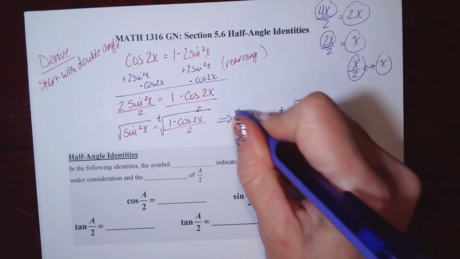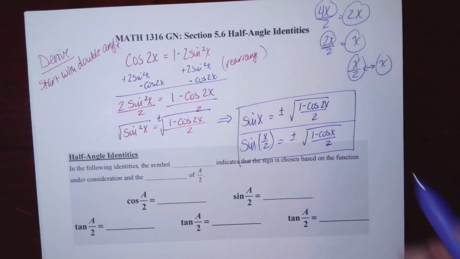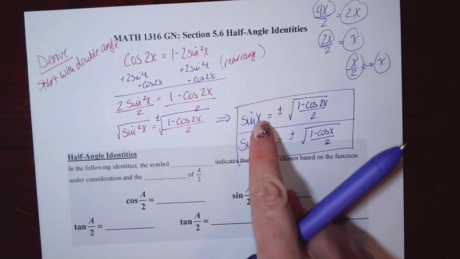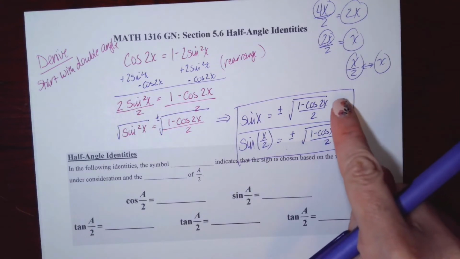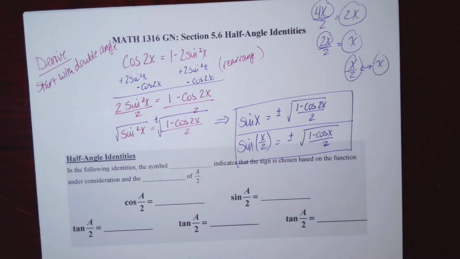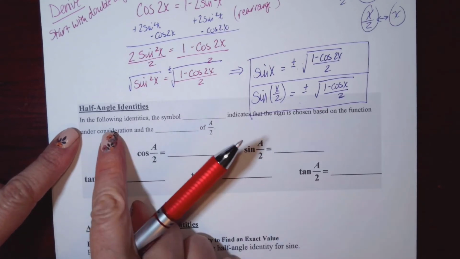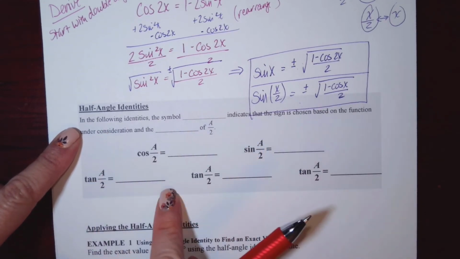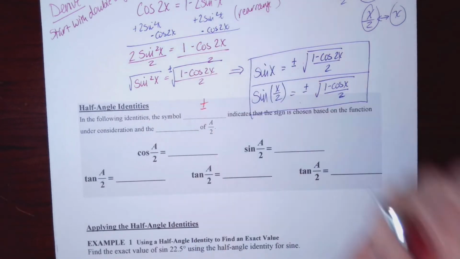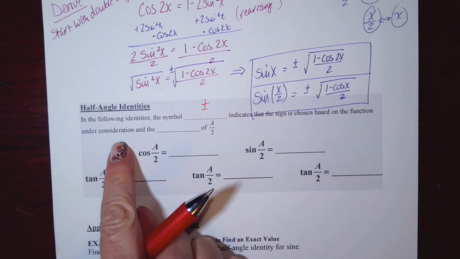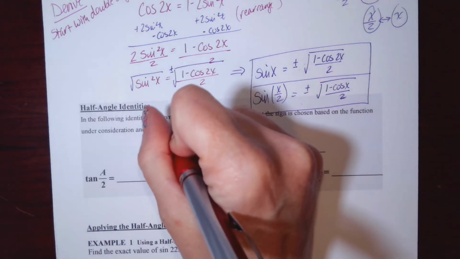Either way, these are both ways to express a half angle identity because the argument on the left is half of the argument on the right. Okay, so let's fill in our definition box down here. In these half angle identities, that plus minus symbol indicates that the sign is chosen based on the function under consideration and the quadrant of the half angle.